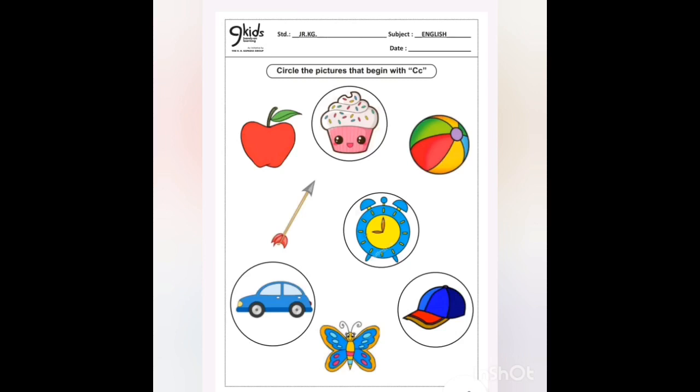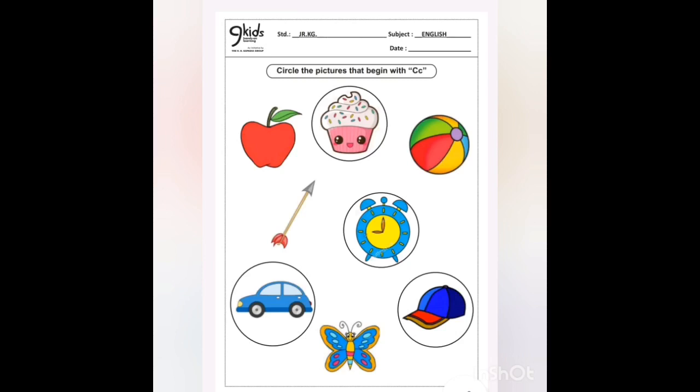Next is the picture of a clock. Does the clock start with the sound K? Yes. So we have circled it. Next is the picture of a car. Does the car start with the sound K? Yes. So we have circled it.